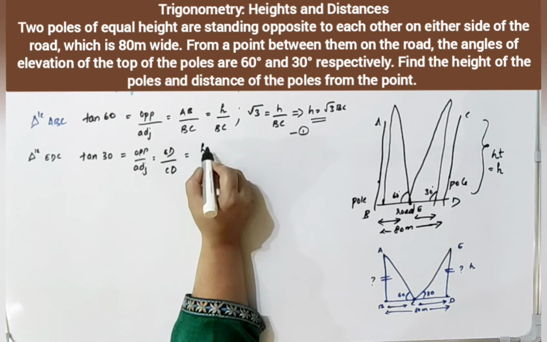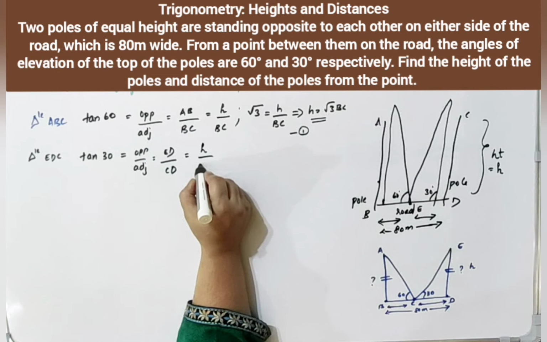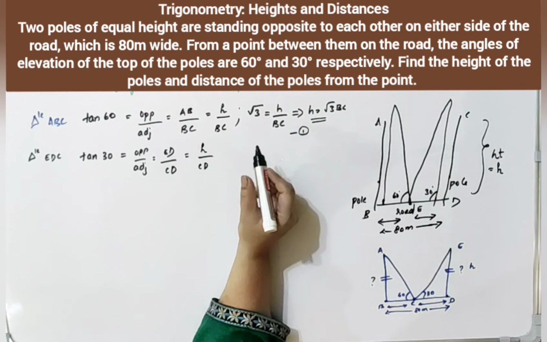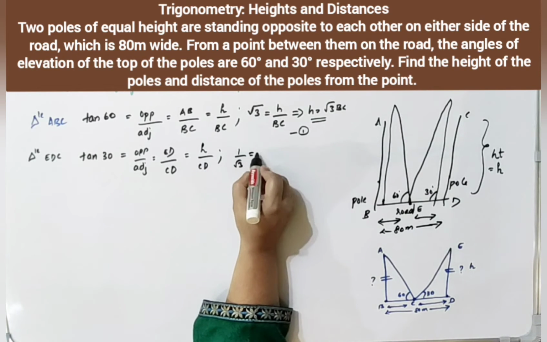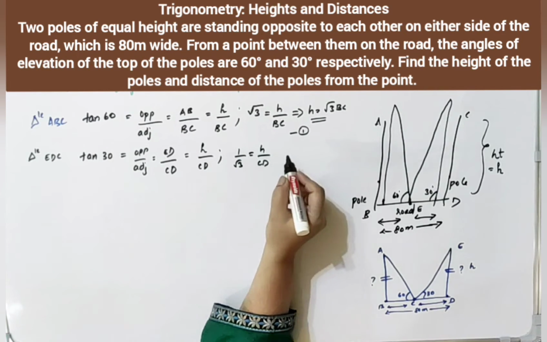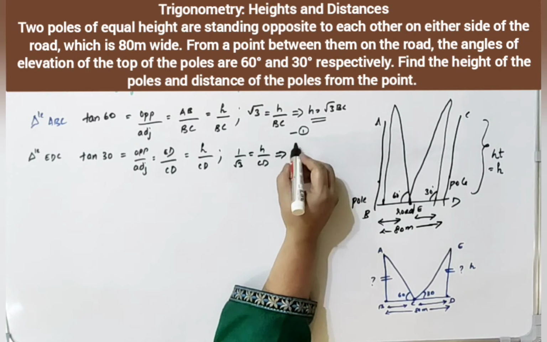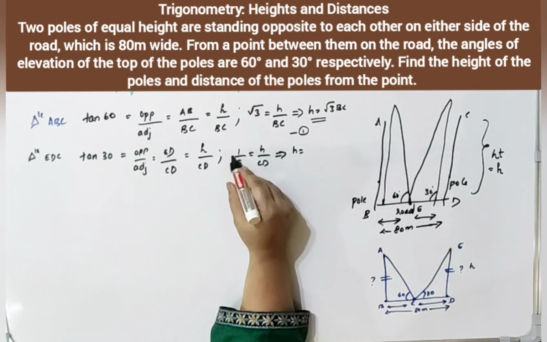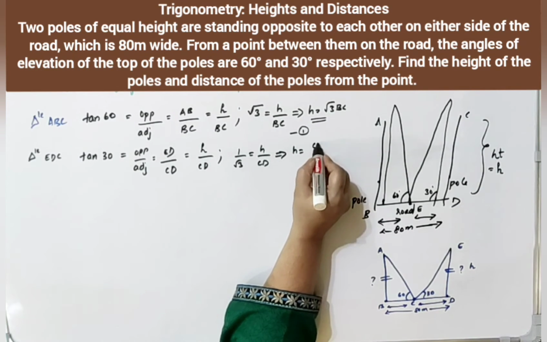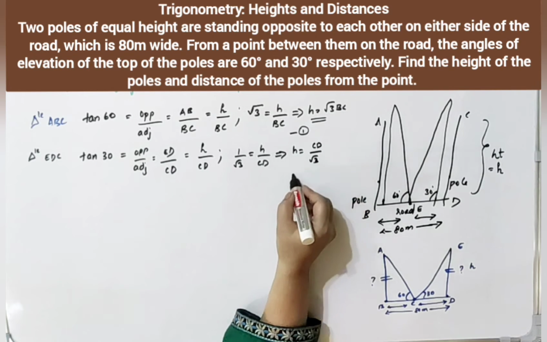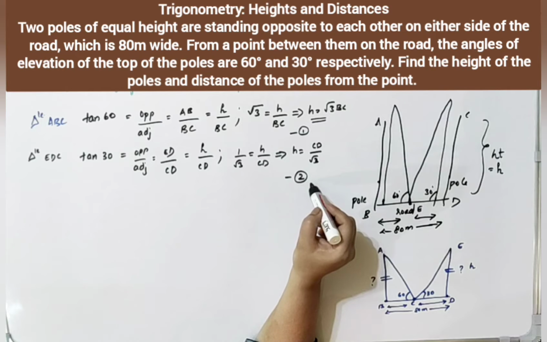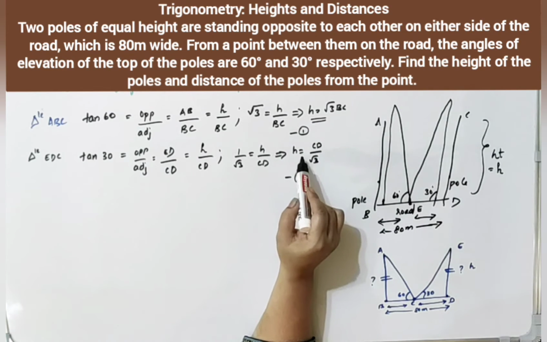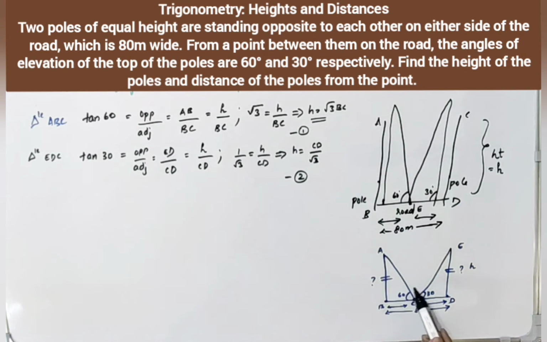ED is nothing but H, and CD we are not aware, so we'll keep it like this. Now tan 30 is 1 by root 3, which is equal to H by CD. Now this will be H is equal to, let's take CD on the other side, so it will be CD by root 3. Let's call this equation 2. From equation 1 and equation 2, height is same, right? Height of both the poles is same.